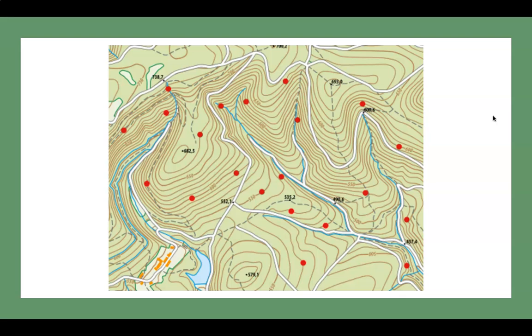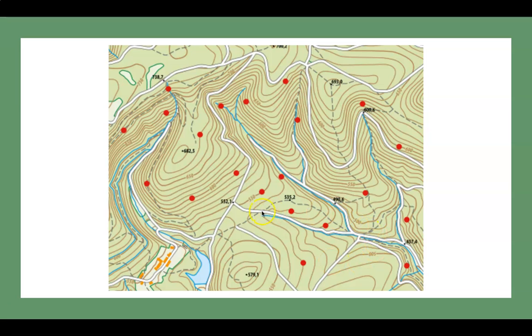So this is a map here looking at point sampling, and what's happened here is we've got a map of an area, and each of these red dots is a point that the ecologists are going to go to and take a sample of the organisms living in that particular ecosystem. So these points might be chosen for a specific reason, or they might be randomized as well.